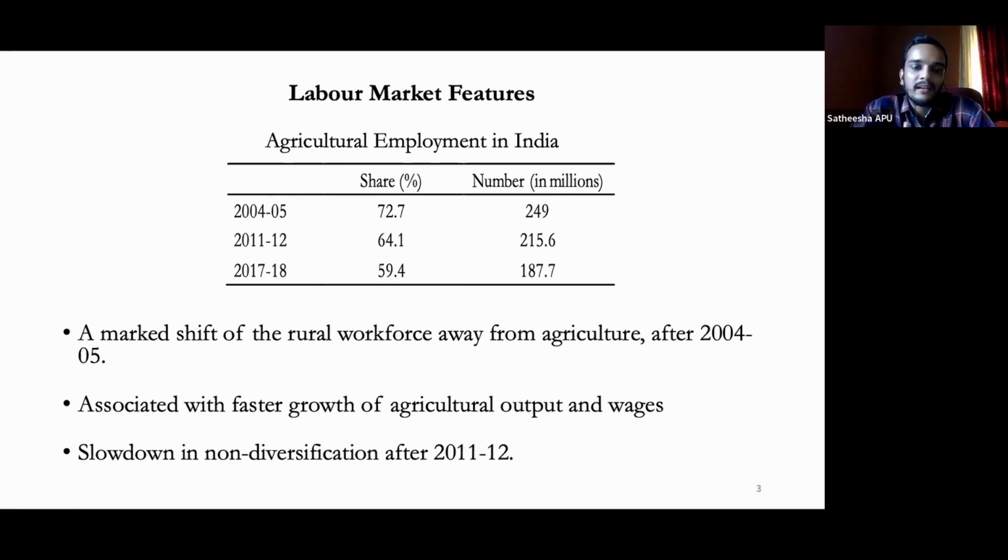If you look at the table, you can understand, particularly after 2004-5, there is a marked shift of workforce away from agriculture. Between 2004-5 and 2011-12, both share as well as absolute number of workers in agriculture declined at a faster rate. But after 2011-12, this diversification has slowed down.